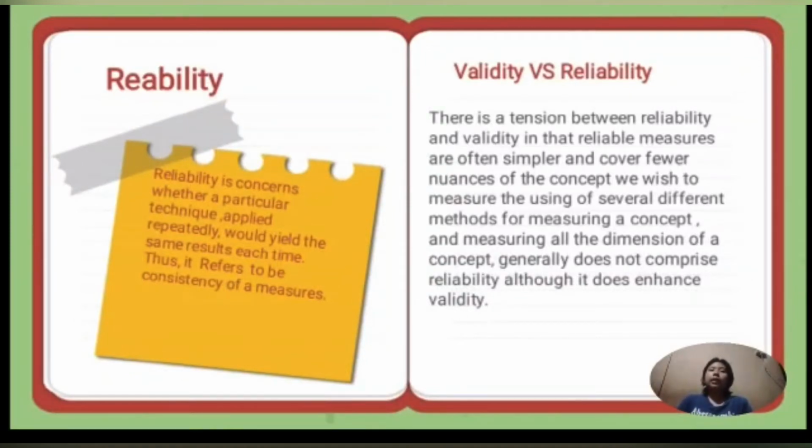And validity versus reliability. There is a tension between reliability and validity in that reliable measures are often simpler and cover fewer nuances of the concept we wish to measure. Using several different methods for measuring a concept and measuring all the dimensions of a concept generally does not compromise reliability, although it does enhance validity.